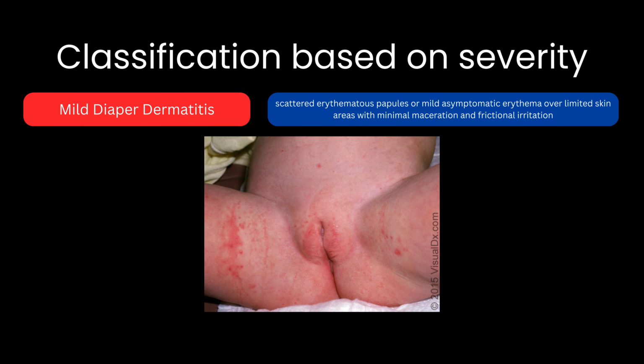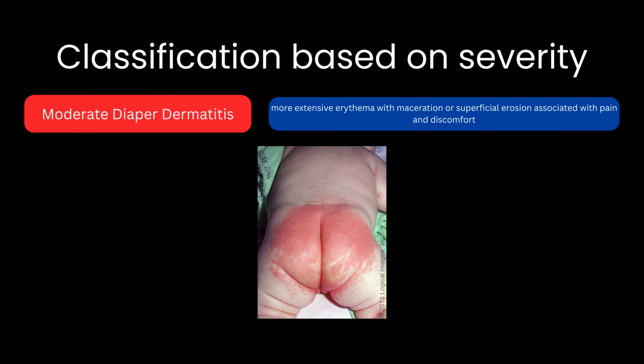Classification of diaper dermatitis. Mild diaper dermatitis is characterized by scattered erythematous papules or mild asymptomatic erythema over limited skin areas with minimal maceration and frictional irritation. Moderate diaper dermatitis is characterized by more extensive erythema with maceration or superficial erosions. Pain and discomfort are associated symptoms.